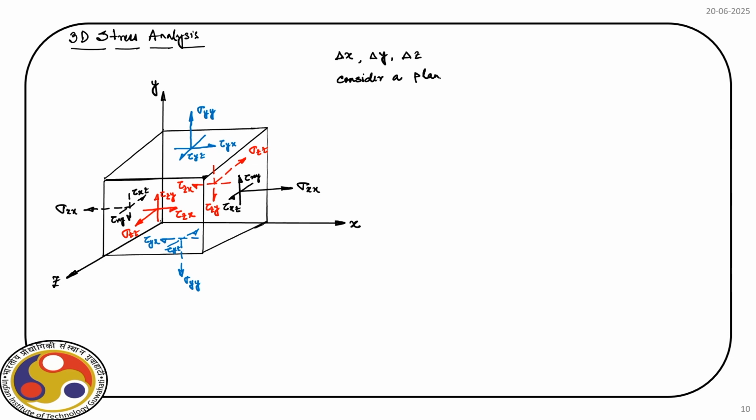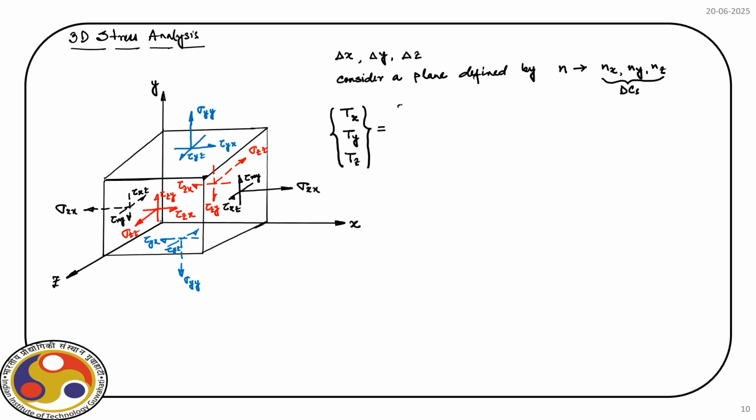Then if we consider a plane defined by n, which has three components nx, ny, nz. These are the direction cosines. Then on this plane we have the traction T. So, Tx, Ty and Tz that we have evaluated in the last class.